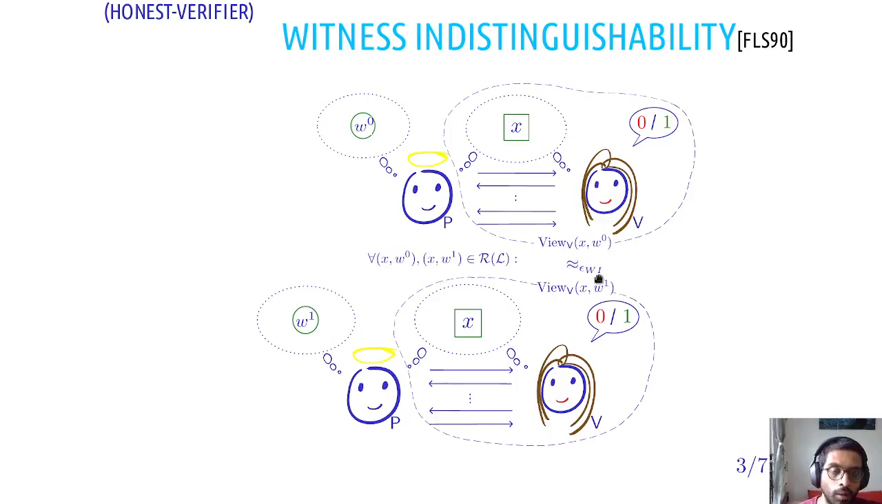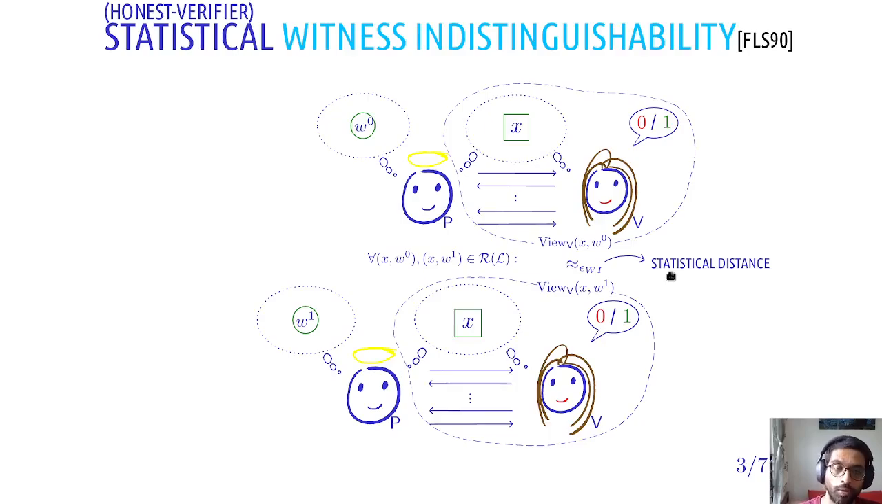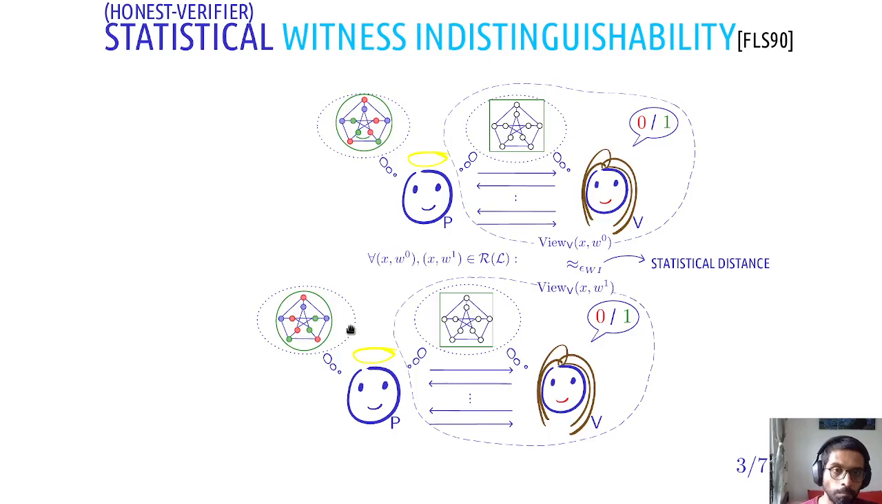And so we say that the witness indistinguishability has error epsilon WI if the distance is epsilon WI. So in this talk, we will be interested in a strong notion of distance, that is statistical distance. So we will consider statistical WI protocols, or SWI. Just for concreteness, at the top you have the prover using a particular tree coloring, and at the bottom you have the prover using a slightly different coloring, but still valid. And SWI requires these two views to be statistically indistinguishable.